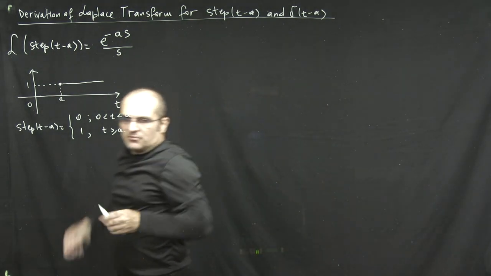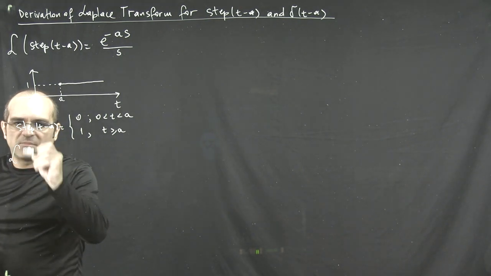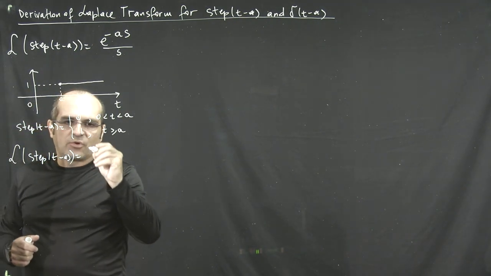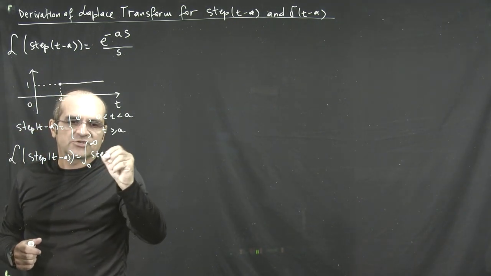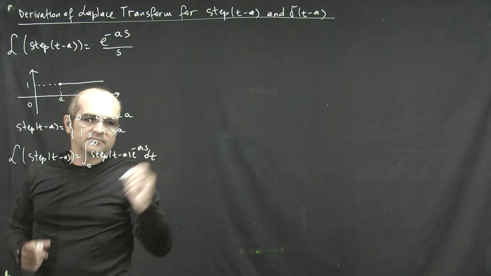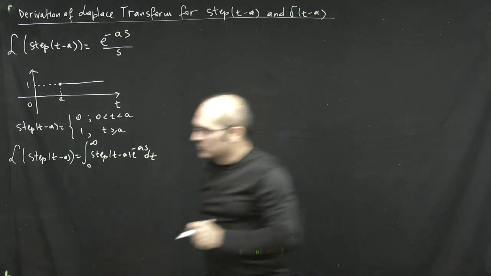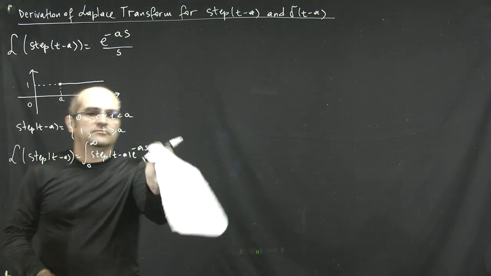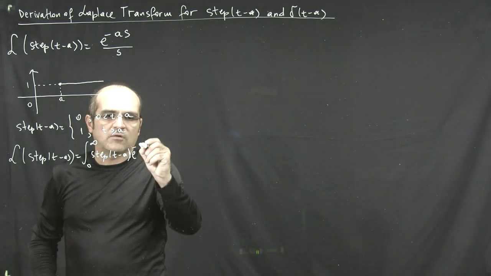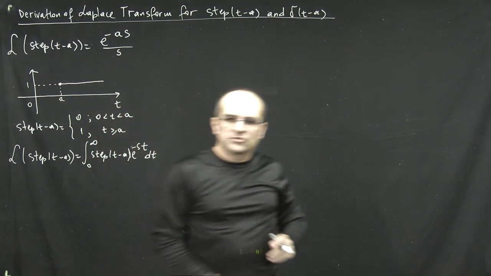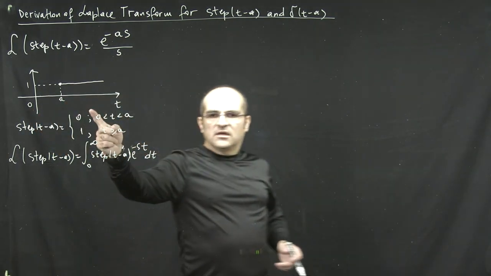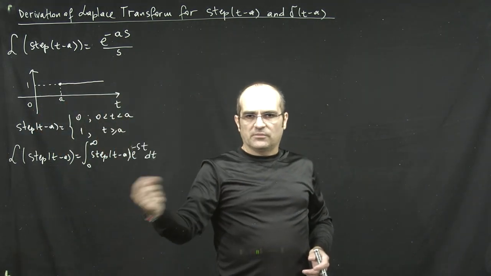So when you actually try to compute the Laplace transform of this, the Laplace of step(t minus a), by the definition, it's the integral from 0 to infinity of the step function times e to the minus st dt. So just the definition of the Laplace transform. Although the integral is from 0 to infinity, it's really from a to infinity, right? Because up until the point t equals a, the function is equal to 0.